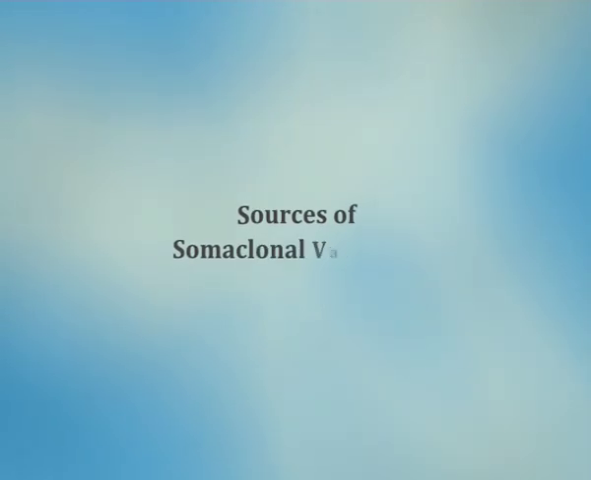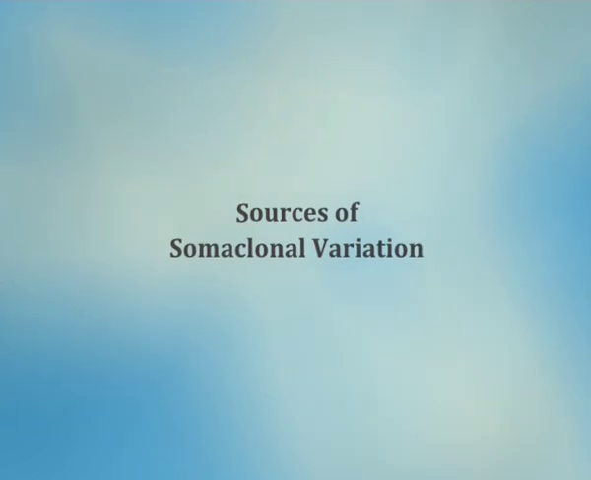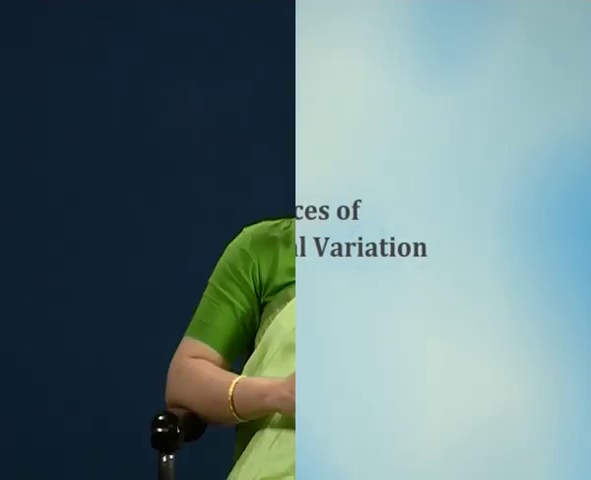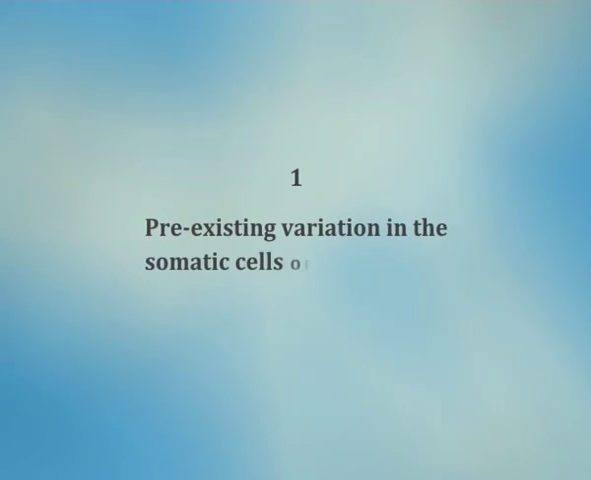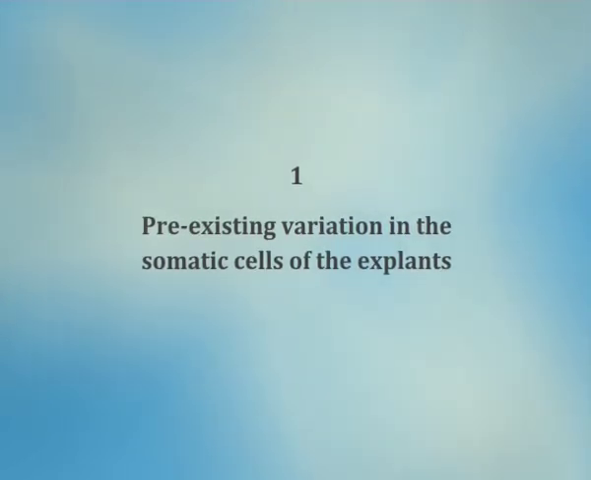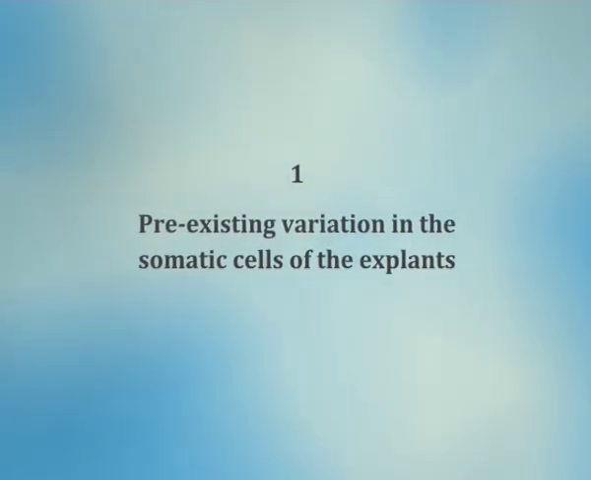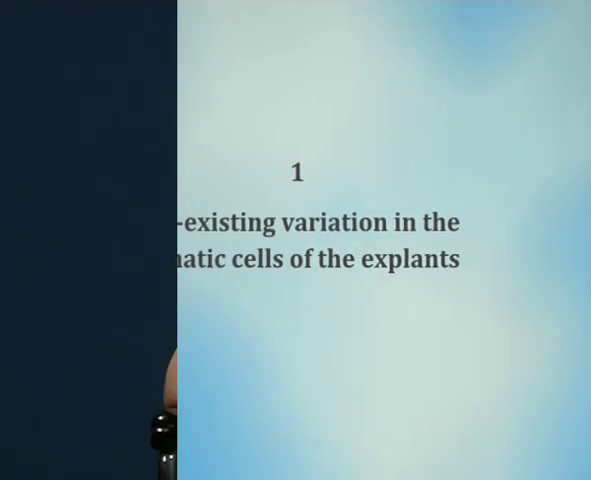Let us now see the sources of somaclonal variation. The somaclonal variations observed in the plants regenerated from cultured cells or tissues are derived broadly from two sources. The first one is the pre-existing variation in the somatic cells of the explants.